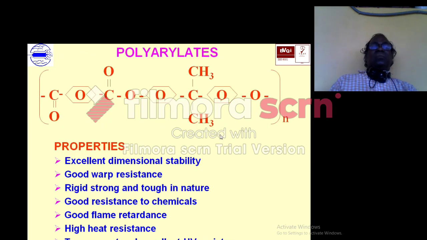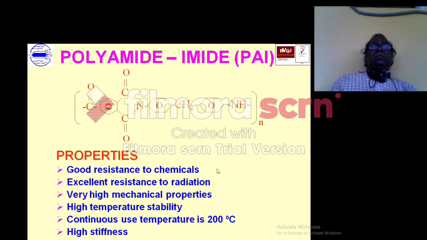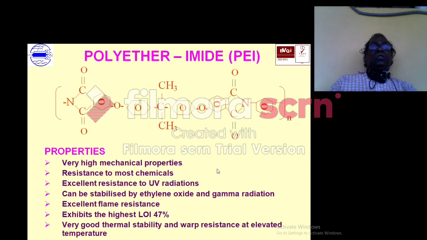So this is another, polyarylate, is another type of material with this property. So its application is this. Polyamide imide. This is another material used for good chemical resistance and excellent resistance to radiation. Polyetherimide.